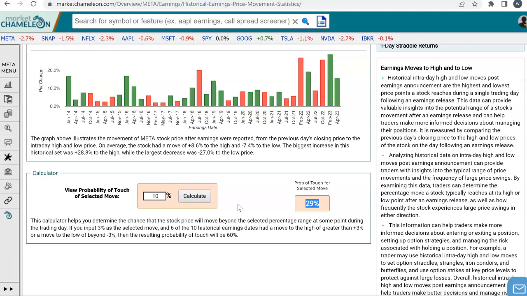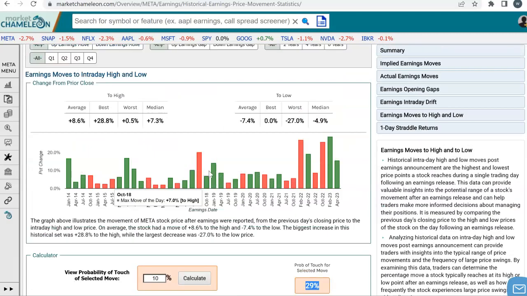29%. The probability of it moving by more than 10% at any point of the day is 29%. So a 10% move does not happen that frequently, but obviously it does happen sometimes. There's a 29% historical probability of touching that 10%.